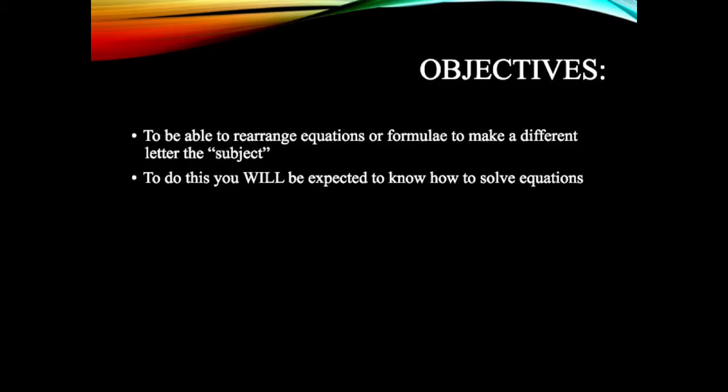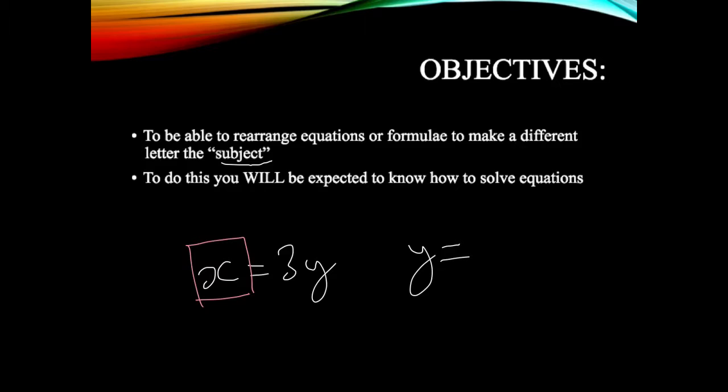Okay, in terms of what we're going to do in this video, we are going to basically look at rearranging equations or formulae to make a different letter what's called the subject. Now, by the subject, it just means the letter at the front of the equal sign. So, for example, if we had something that looked like x equals 3y, then x is the subject because it's x equals. If we had something that looked like y equals 2 divided by x, then in this case y is the subject because it's the letter at the front.